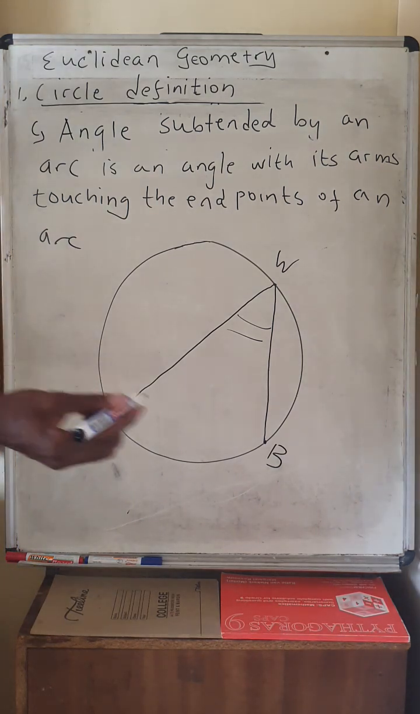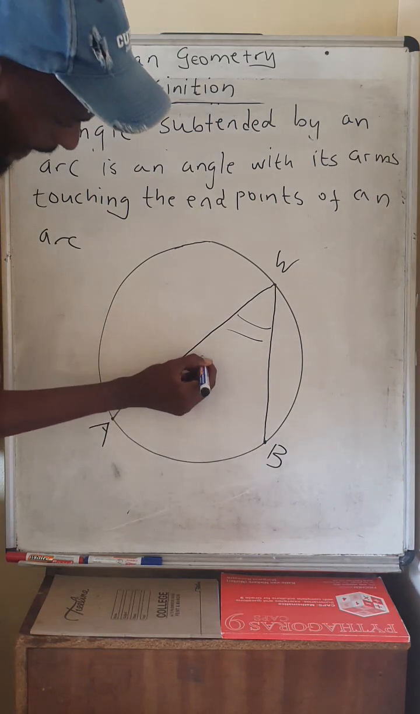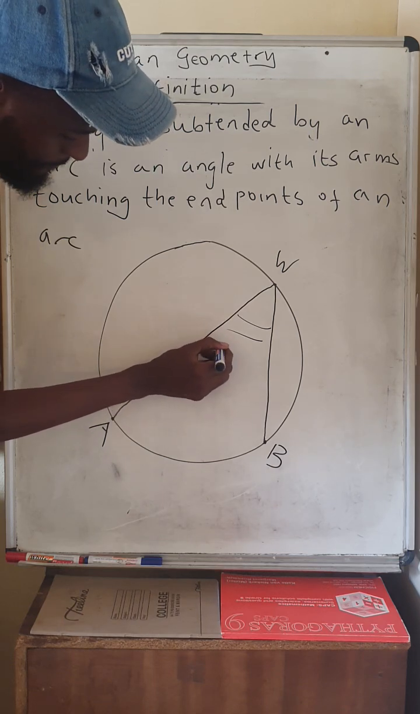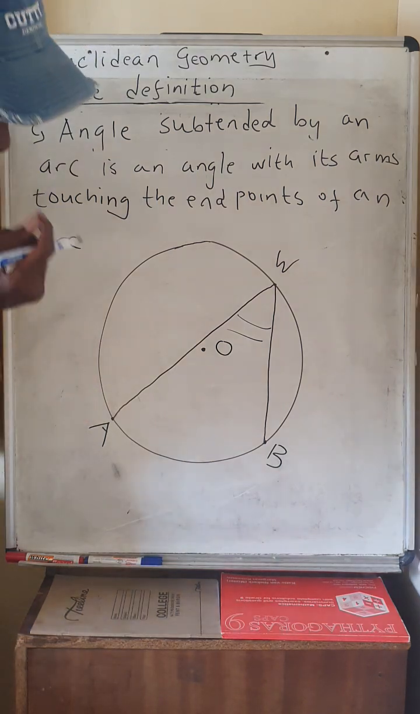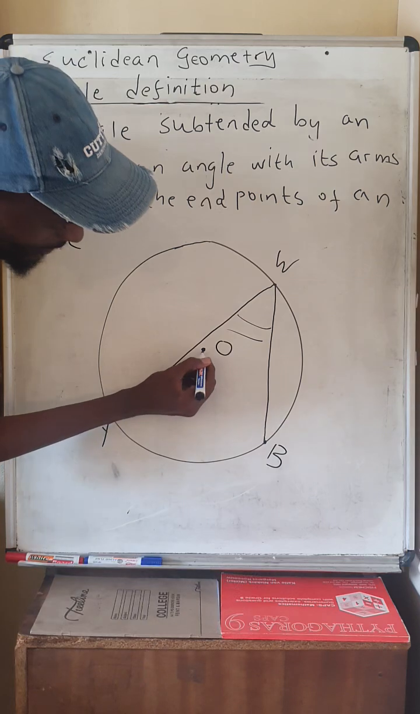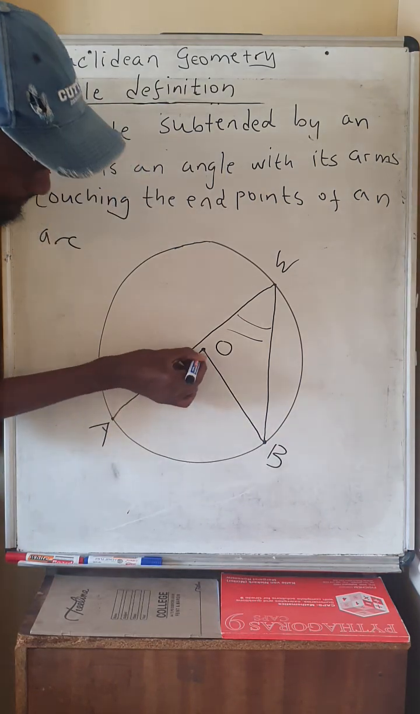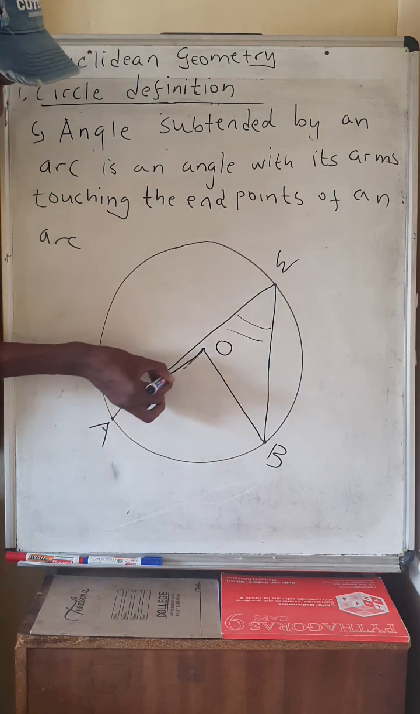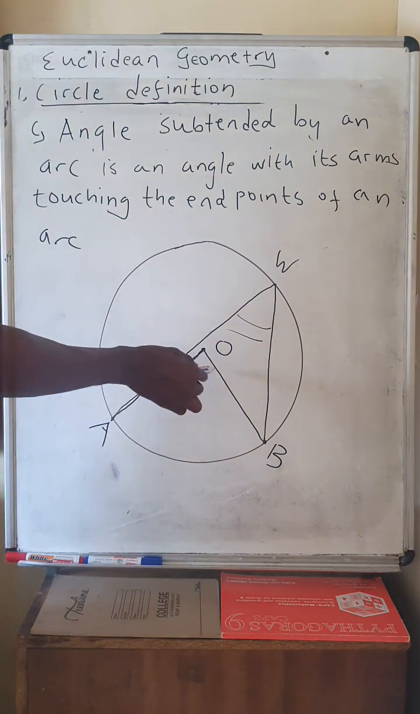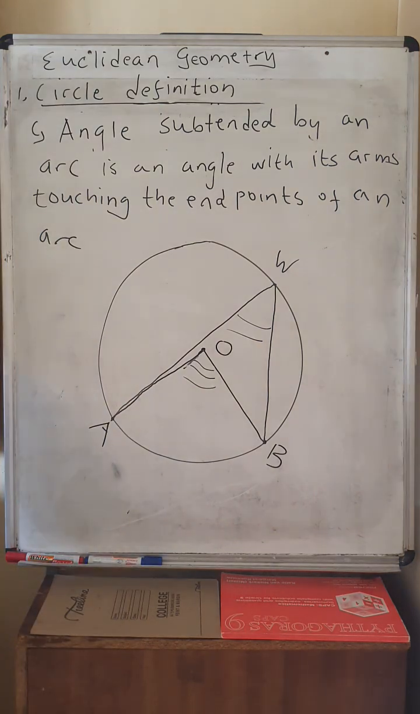I can also have another angle somewhere here. Let me say the angle was at the center. Let me call this angle O. So if I want my arc to subtend an angle at the center, of course, the arms of the angle at the center must touch the end points of the arc. Something like this. Then you can see this angle here is being subtended by this arc. So that's how it works.